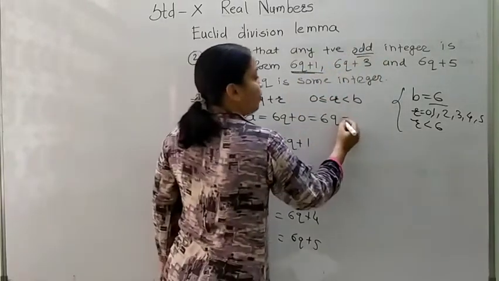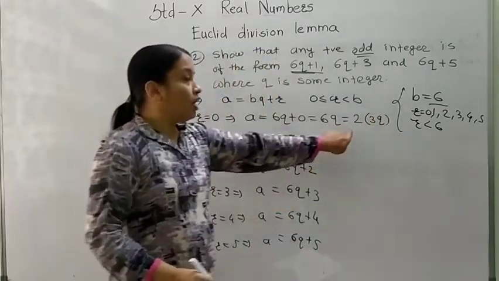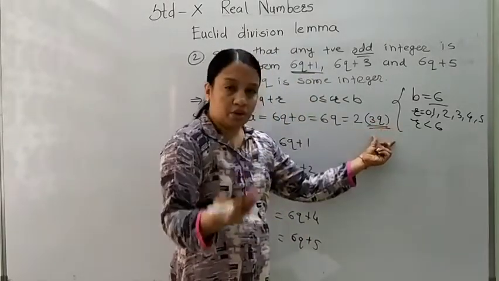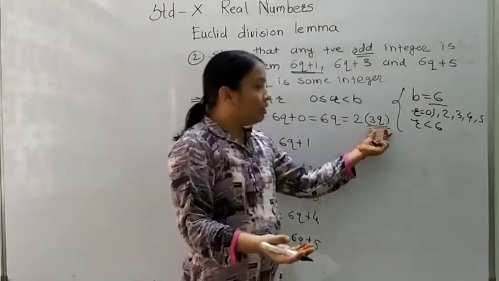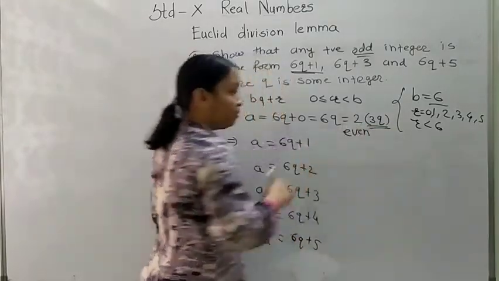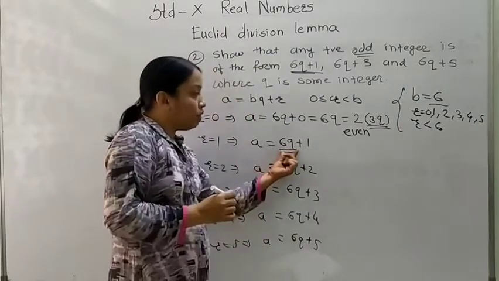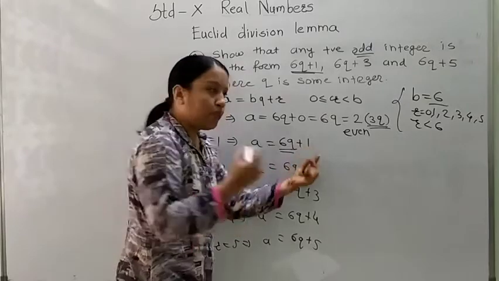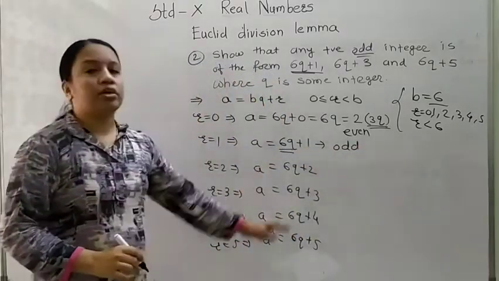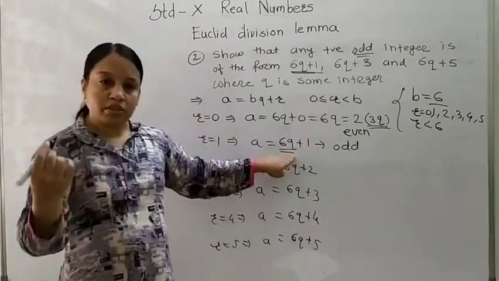Now 6q can be written as 2 into 3q. Is it? Now q is some integer, therefore 3q is also some integer. Now any integer multiplied by 2 is always even. Now this is 6q, means 6q is even, and plus 1, therefore this will be odd. Only like that you have to write. As 6q is even, 6q + 1 is odd.